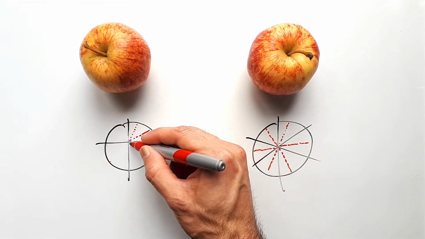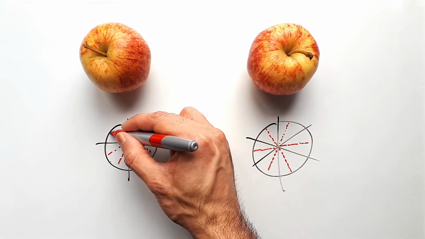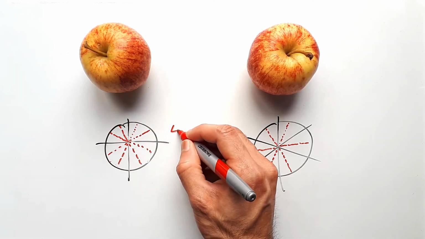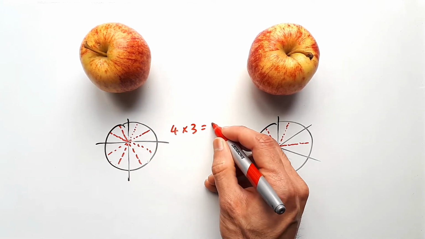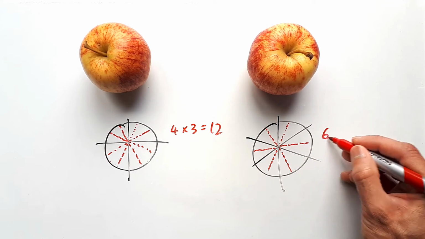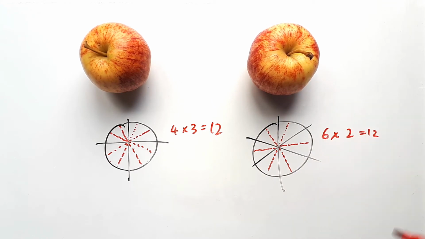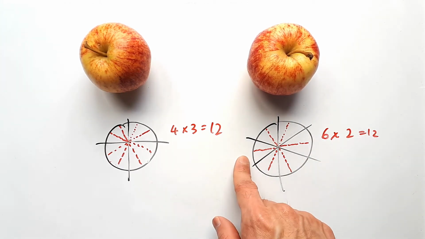Some of you might discern that the first apple just needs to be split into 3 for each quarter, because by splitting 4 quarters into 3 more, we end up with 12 pieces. And this matches here because this is 6 pieces split into 2, which also equals 12. But it's fairly easy to discern only because the sizes are quite small.